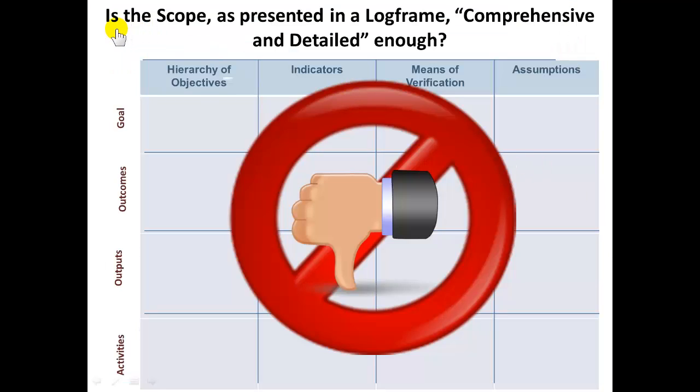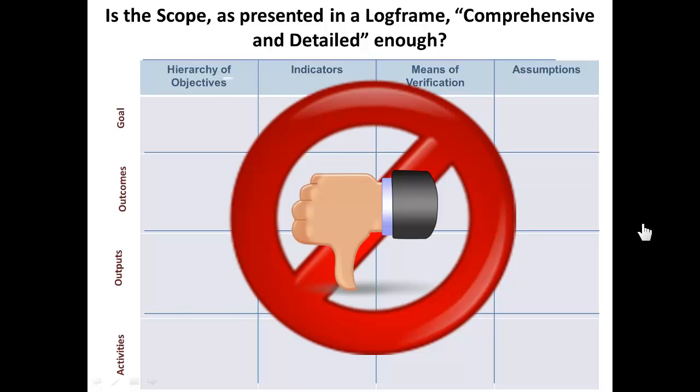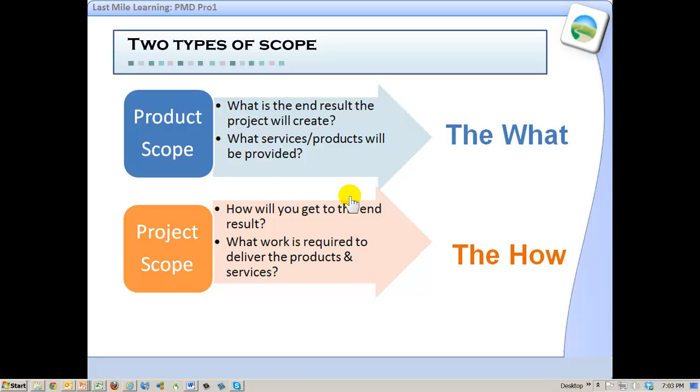This question should have an obvious answer. Is the scope as presented in the log frame comprehensive and detailed enough? We're assuming that the log frame is part of the proposal or the PDD, and the answer is no. It's not detailed enough. That's why when you get to the detailed planning phase, you must provide more detail in order to be able to do a proper implementation. That detail then comes through detailing the scope.